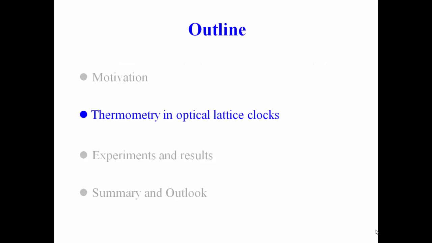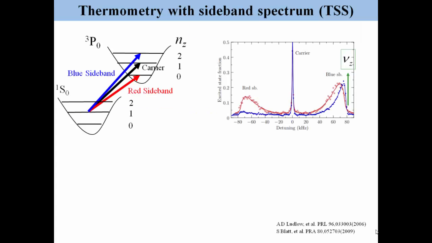Okay, the next part I will introduce the thermometry in optical lattice clocks. The time of flight method is the most well-known thermometry, so I will review it here. For atoms confined in the optical lattice trap, there are discrete motional states. In the Lamb-Dicke region, the carrier is immune to the Doppler effects and the recoil effects. Besides, there are two sidebands, a red sideband and a blue sideband.